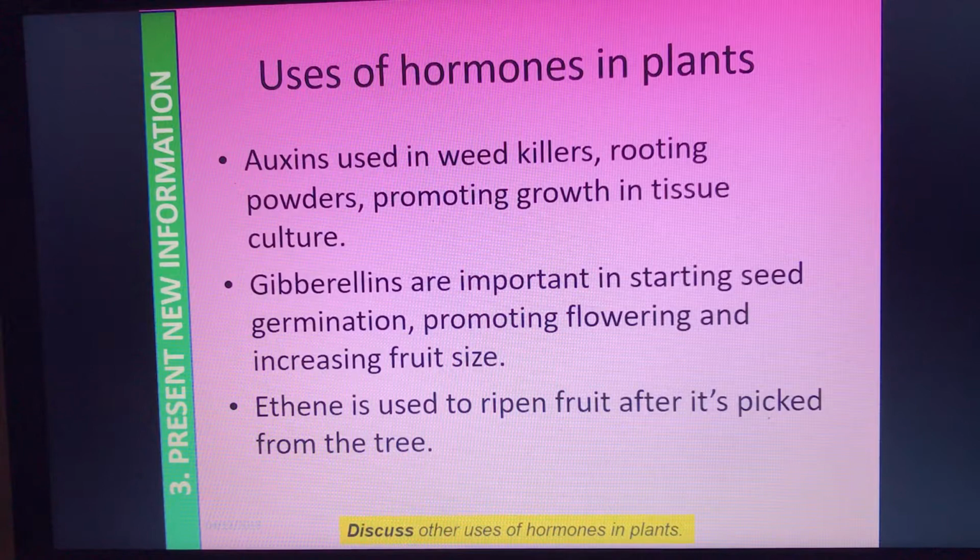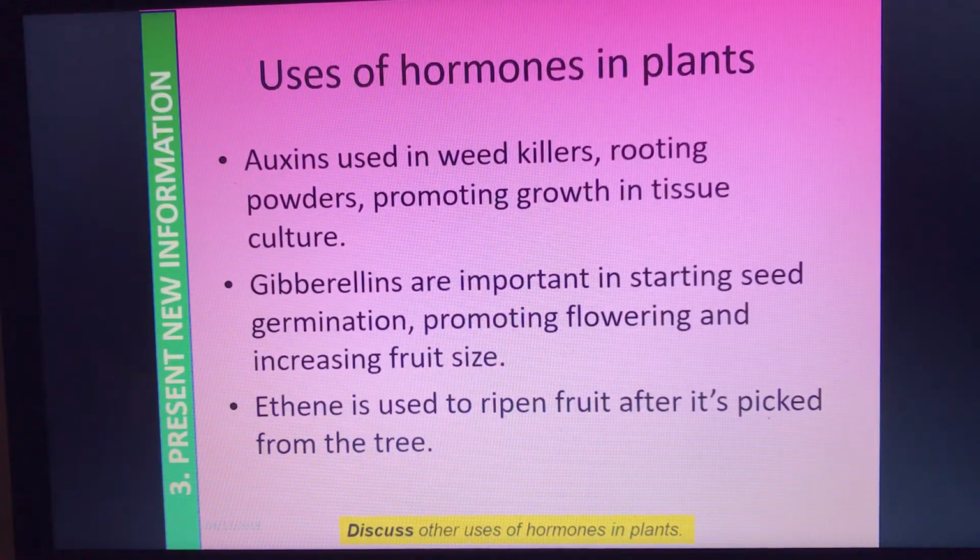Gibberellins are useful in starting seed germination, promoting flowering and increasing fruit size, so they can be used as plant hormones for those purposes. And then when we take fruit from trees, because a lot of our food now doesn't actually come necessarily locally, say for example we want to have fruit that's out of season, we might see on the supermarket shelves that the food's come from Morocco or it's come from Spain.